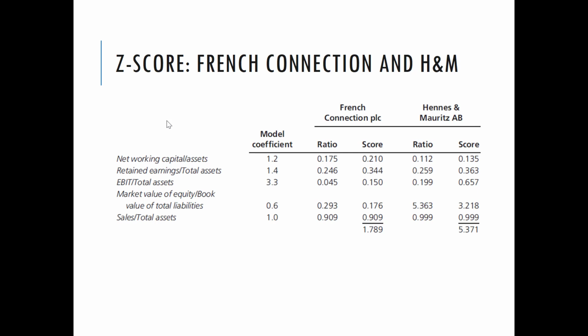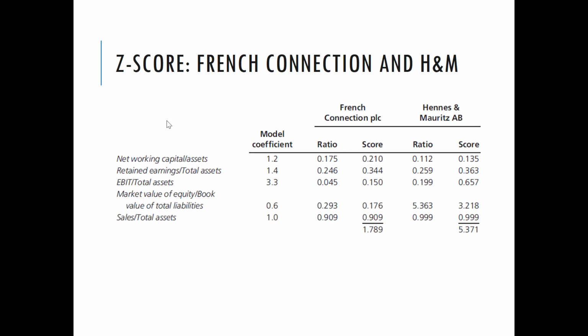So for example, if you wanted to apply it to H&M and French Connection, you basically look at the coefficients for each variable. You then look at the ratio for that particular company. So for example, for H&M, the EBIT to total assets is 0.199 or 19.9%. You multiply the ratio by the coefficient and you get the score, and then you sum up all the scores. So essentially you're estimating the Z function. Because in this case H&M is above 3, it's quite safe.